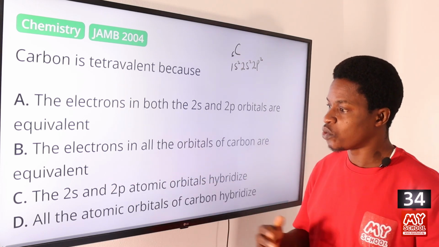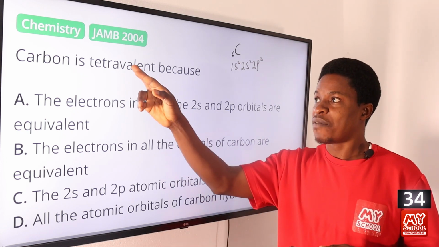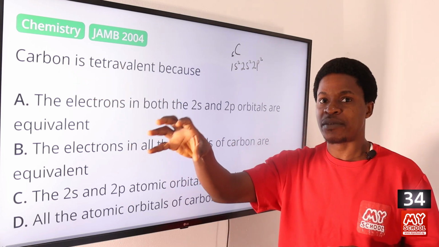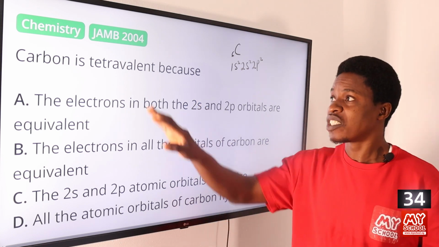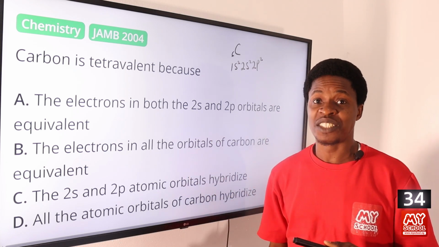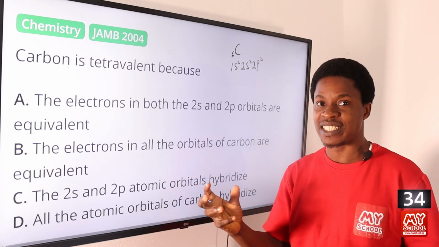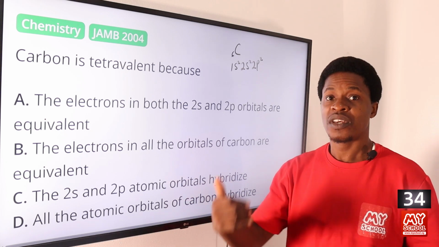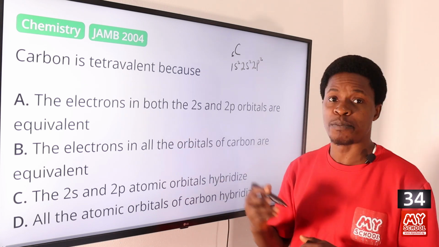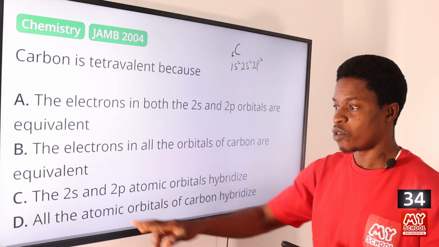Option C says the 2s and 2p atomic orbitals hybridize. Remember what I said? The tetravalency of carbon is based on the sp3 hybridization. The hybridization is what is responsible for its ability to form 4 bonds. It's as a result of the hybridization that it undergoes. So we have the 2s and the 2p atomic orbitals hybridizing, like we have sp2, sp3, and so on and so forth. Because of this, carbon is able to form 4 equal bonds with the atoms that surround the carbon atom. So option C is correct.